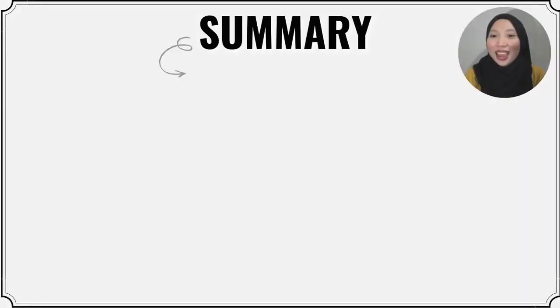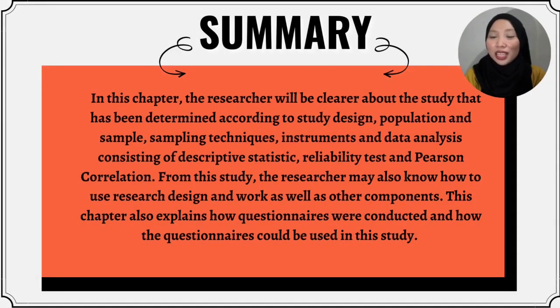And lastly, the summary of chapter 3. What I can conclude is that we as researchers have studied how to determine the study design, population and sample, sampling techniques, instrument, and data analysis consisting of descriptive statistics, reliability test, and Pearson correlation.